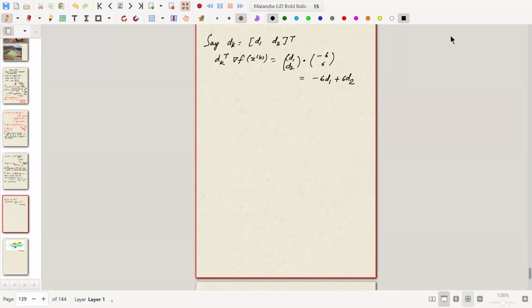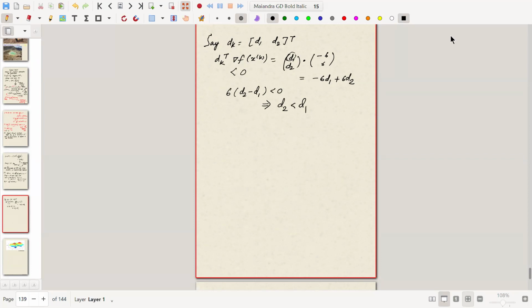Corresponding entries, you just have to multiply and add. That's the dot product. Now, this quantity you told me should be less than 0 for minimization, right? What does it mean? Can I write this as 6d2 minus d1 is less than 0? What does it mean? d2 is less than d1. Isn't it?